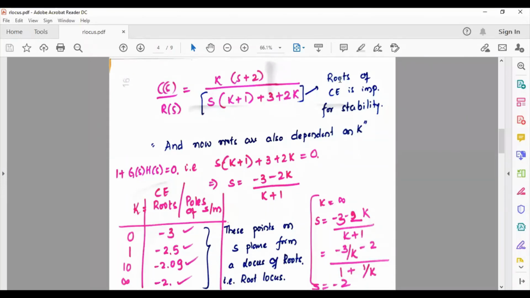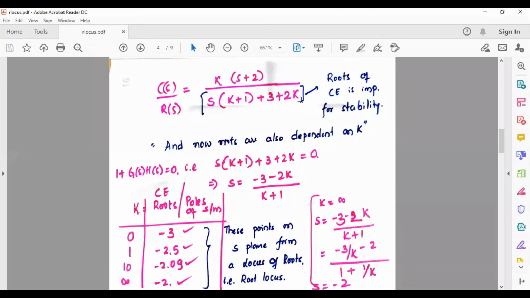So for stability, the roots of this denominator are important. If the roots of this characteristic equation lie in the left half, we know that the system is stable. And if the roots lie in the right half, we know that the system is unstable. But if the root lies on the imaginary line, the system is critically stable. So that's what we had studied.